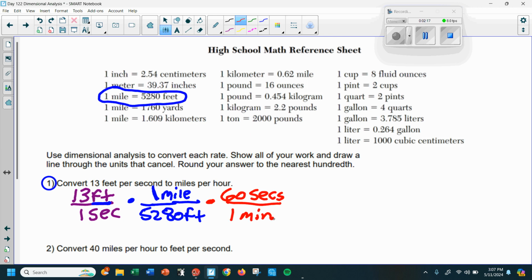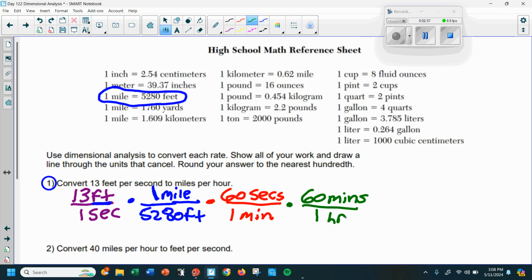Okay, so we're almost in hours, but now we have to get minutes into hours. So we say, well, how many minutes are in an hour? There's 60 minutes in 1 hour. But if minutes is on the bottom now, you have to put the 60 minutes on top. So 60 minutes in 1 hour.